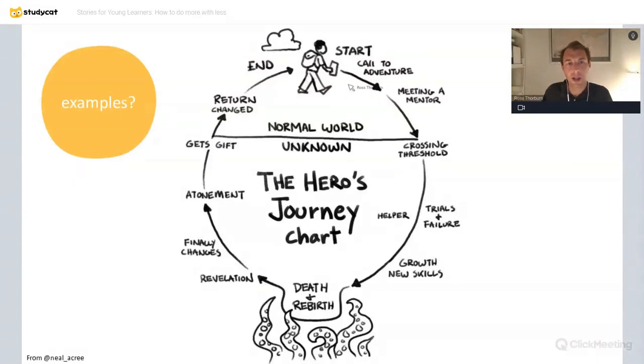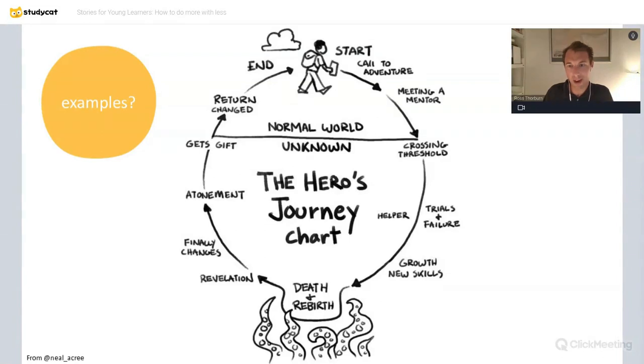At the beginning, someone has a call to adventure. They might meet a mentor type person, and then eventually they cross the threshold and they're in the unknown. There's trials and failures, growth, new skills, all that character development. At some point, there might be death and rebirth. So some stories actually kind of stop here, right, with the main character failing, but maybe not. Maybe there's rejuvenation, changes, atonement, and then they get the thing that they wanted. And again, this idea that they've returned and they've changed and they're back to where they were at the beginning.